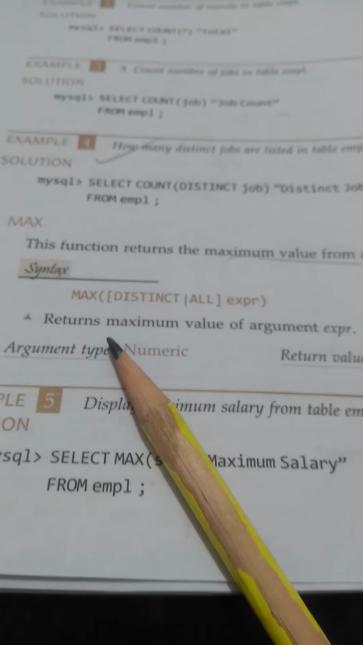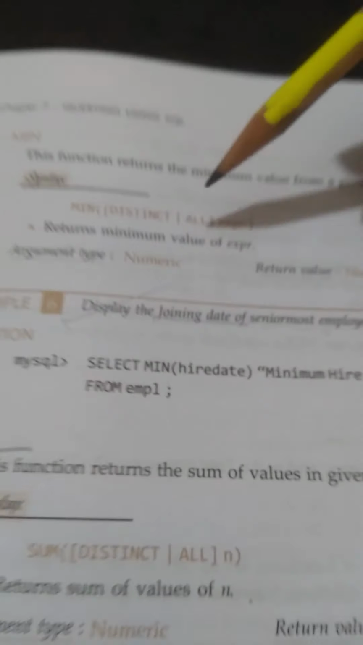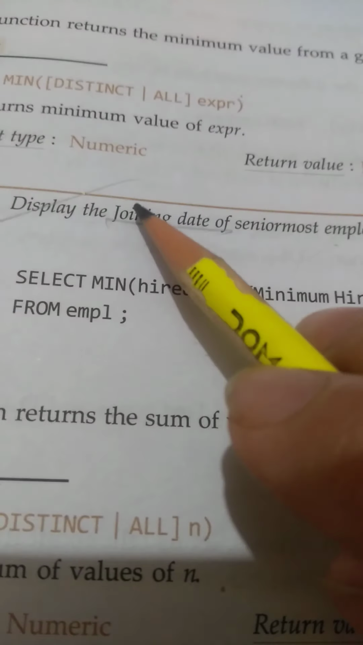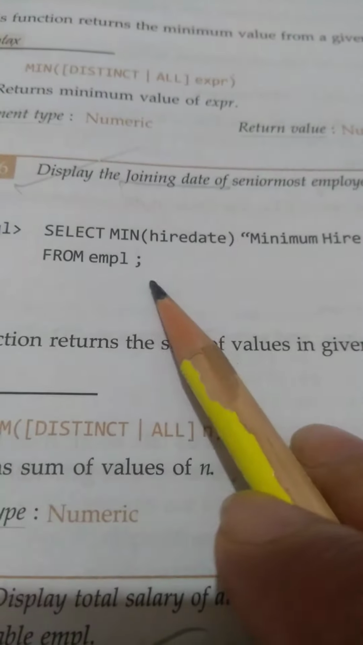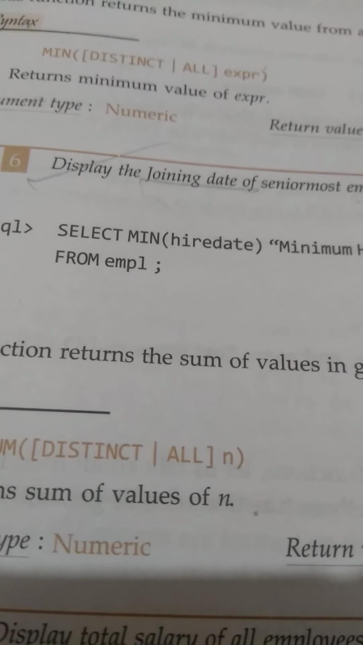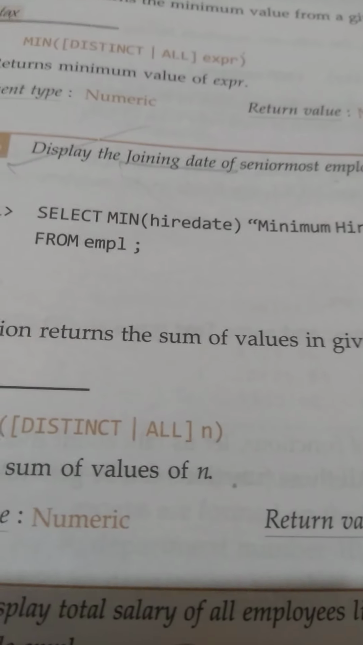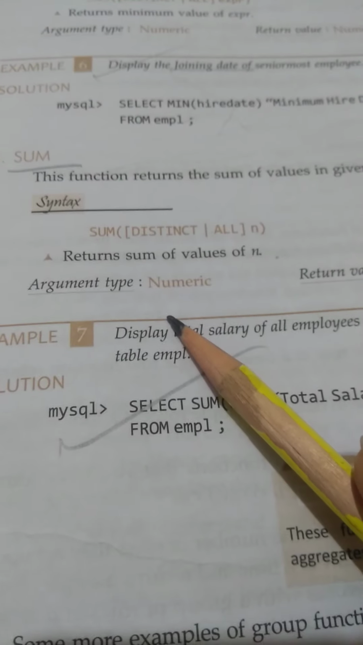Max will return the maximum salary of the employees, and the min function will return the minimum value of the given column. For example, display the joining date of the senior most employee. The senior most employee's join date will be the least, that means that will be the senior most person, so we have to use min of hire date, and this way it will give you the senior most employee.